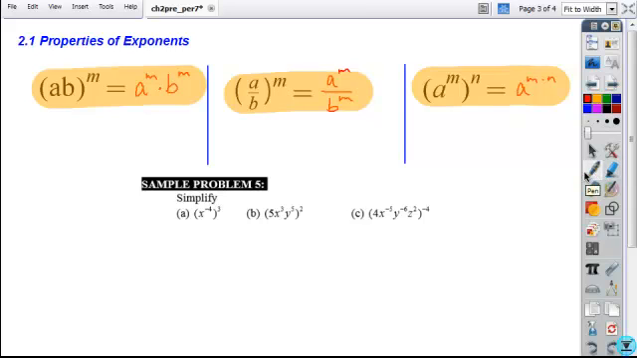All right, again, that should be review to you. I want you just to take another couple minutes here, see if you can answer these three questions on sample problem 5, please.